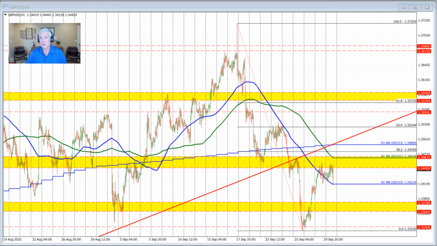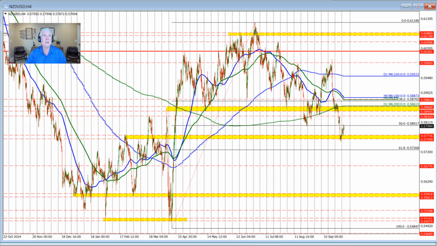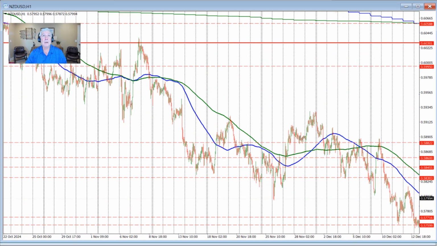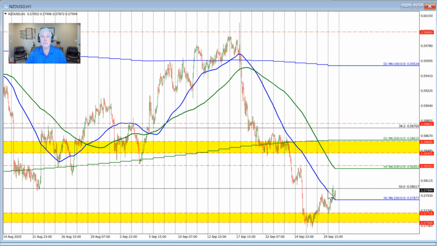Finally, I want to take a look at the New Zealand versus US dollar. Again, I'll look at the hourly chart here, take a closer look at it here. And as you can see, the price moved down to not a new low for the day, but down and found support buyers against the 100-hour moving average. Earlier in the European morning session, the price also found support. That level comes in at 0.57877.